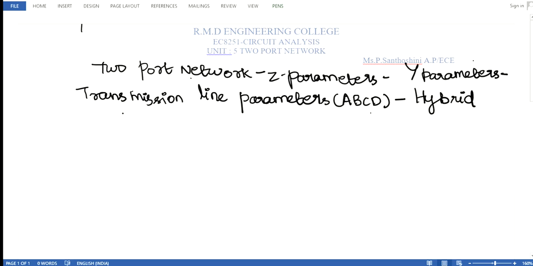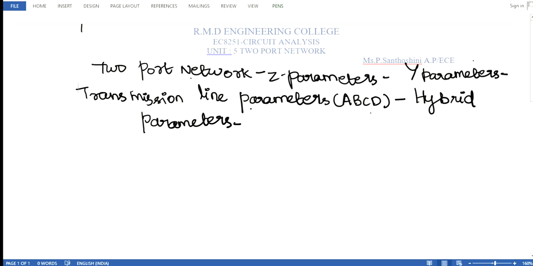So actually there are 6 parameters. For your syllabus, they are discussing only the 4 parameters. So the remaining 2 are not there. Actually, the remaining 2 are inverse transmission line and inverse hybrid parameters. These are the 2 extra topics, but they are not included in your syllabus.